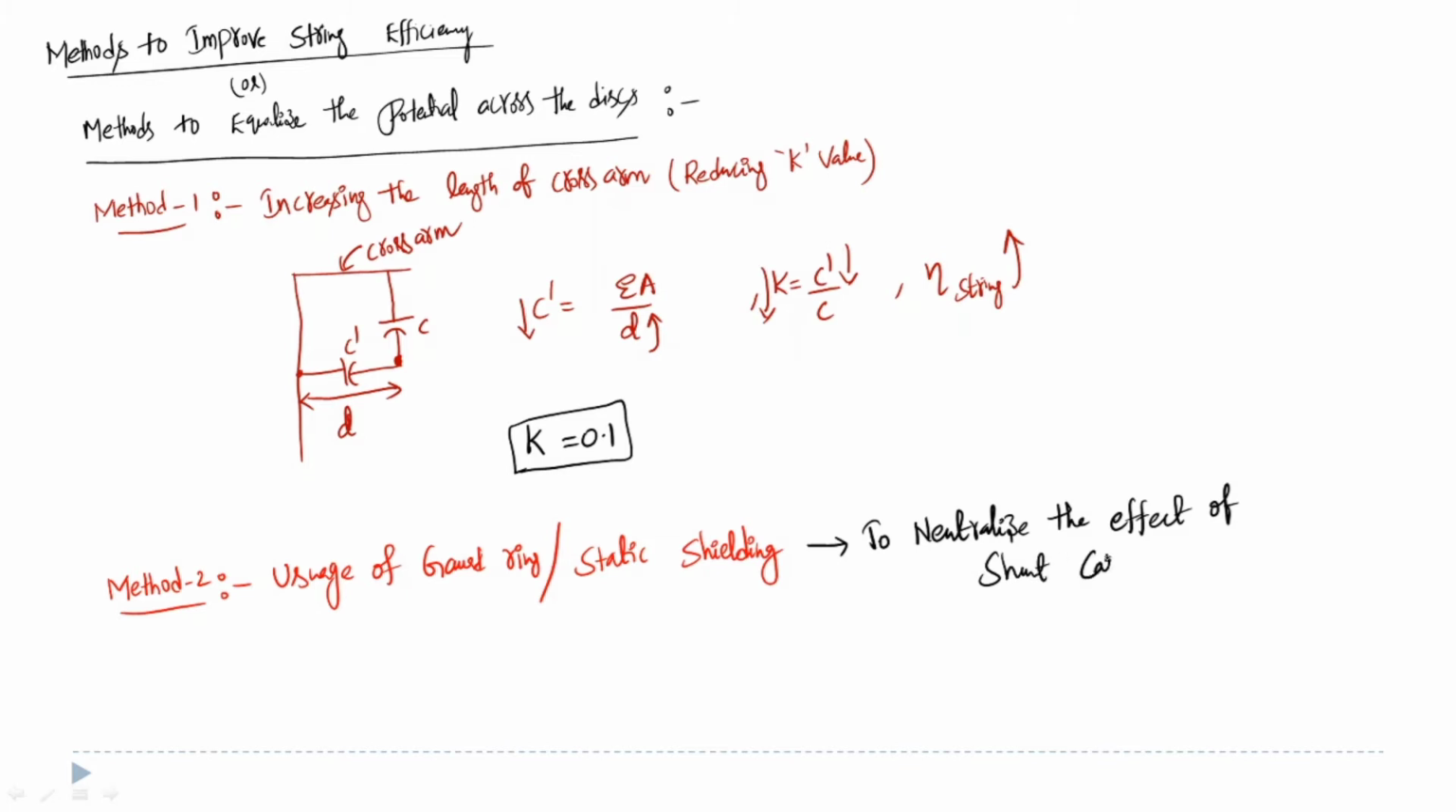Because if there is no shunt capacitance, then the voltage will be distributed uniformly across each and every disc. Whereas because of this shunt capacitance, as the current is getting diverted through it, we get unequal voltage distribution. In order to neutralize the effect of this shunt capacitance, we are using a guard ring. So let us see how it can be done.